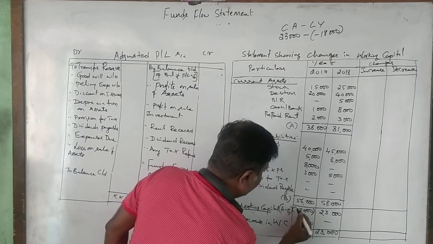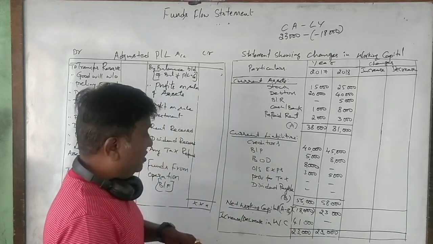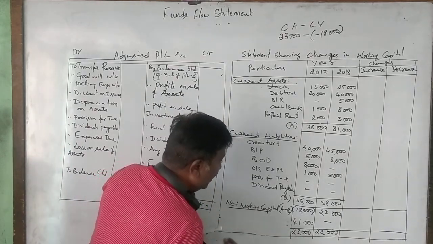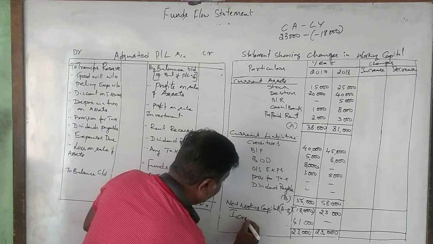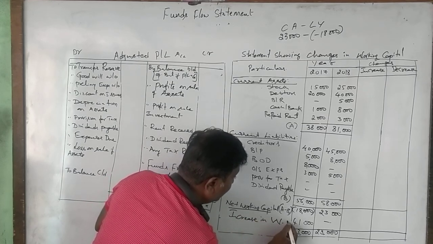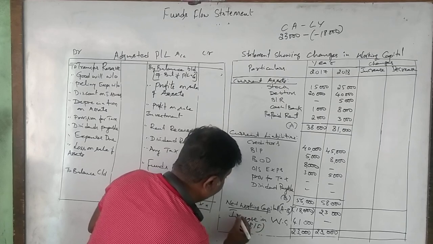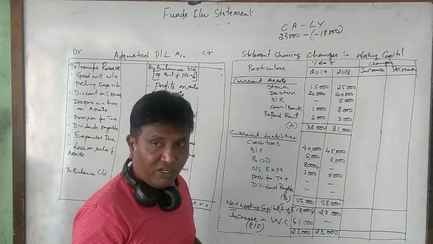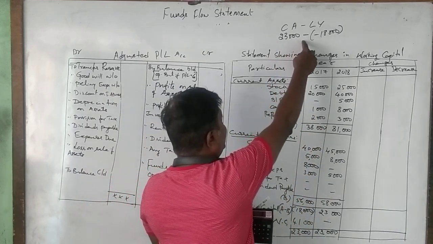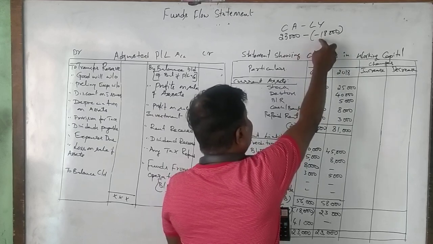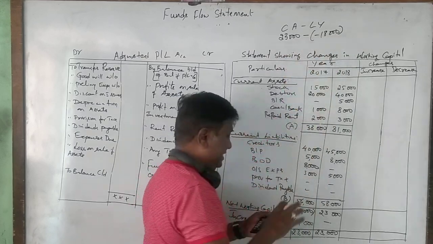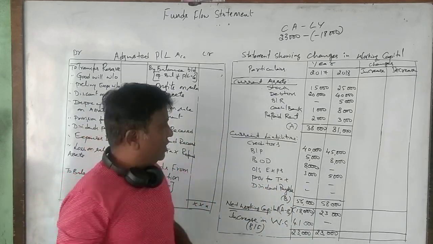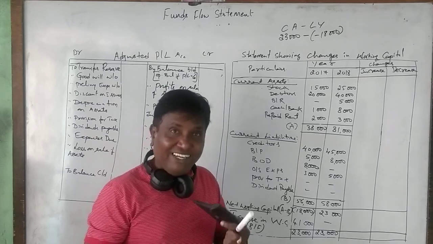3 plus 1 is 41,000. So that means there is an increase in the working capital. This is what we have calculated. All got it, guys? How did we get this 41,000? We got it like 23,000 minus into minus of 18,000. Minus into minus becomes plus. Now 23 plus 18 is 41,000, the increase in the working capital. Now we got the 41,000 rupees as increase in the working capital.